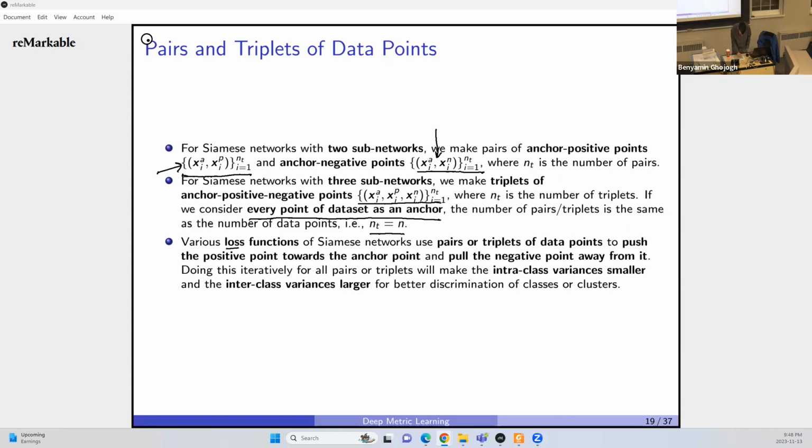We can have various loss functions for Siamese networks, which use pairs or triplets of data points. All of them try to push the positive point toward the anchor point and pull away the negative point from the anchor point. Do you remember I said they want to increase the interclass variance? How do they do that? By pulling away the negative point from the anchor point. They also want to decrease the intraclass variance. How do they do that? By pushing the positive point toward the anchor point.